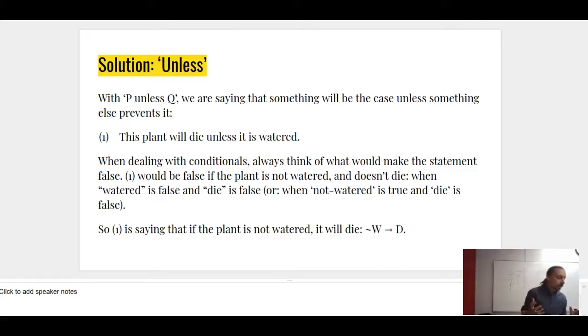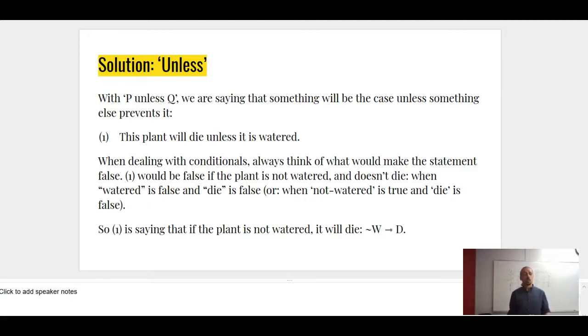So another way, just think about the conditional in terms of what makes a statement false, because the falsification condition is the unique case. That's the one you want to find, and you want to build the rest of it around that. You want to build your conditional around its falsification. It would be false if the plant is not watered and doesn't die. So if somebody says that plant is going to die if you don't water it, when would that person be wrong? When would that person be incorrect or lying?